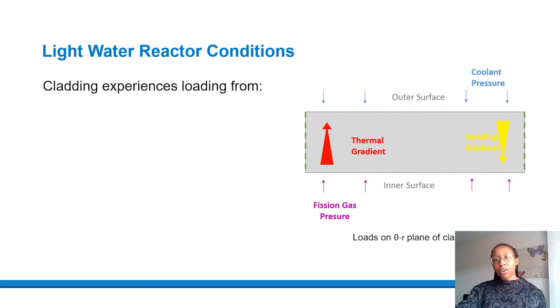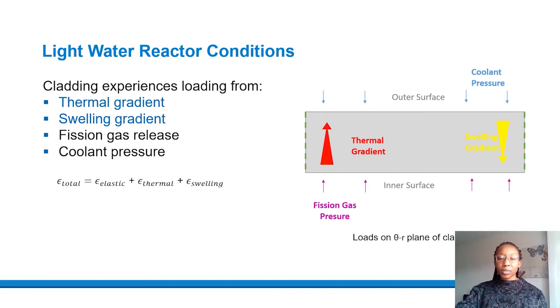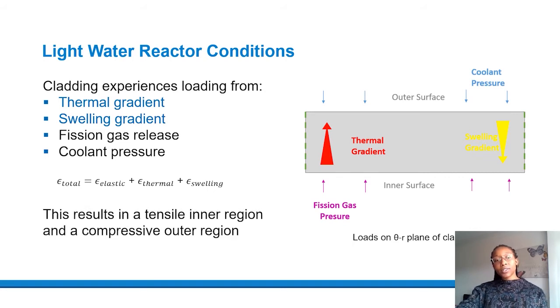So there are 4 main contributors to clad loading in light water reactors. The main 2 are the thermal gradient and the swelling gradient, which occur across the clad. Additionally, there's fission gas pressure, as well as a coolant pressure from the surrounding pressurized liquid. This results in a tensile inner region of the clad and a compressive outer region of the clad.